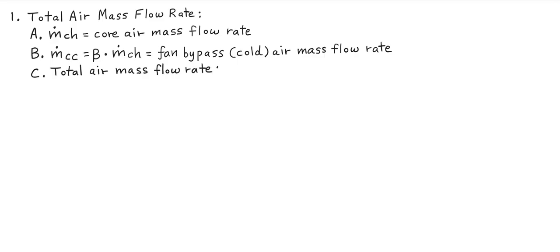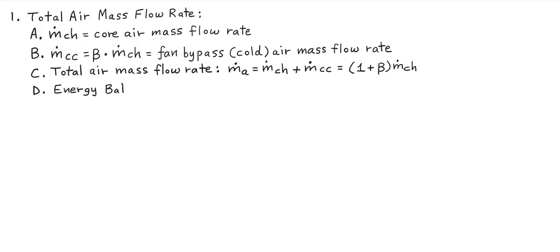Next, we have the total air mass flow rate, so that's m dot sub a, the sum of m dot sub ch plus m dot sub cc. So we can equal that to the quantity of 1 plus beta times the m dot sub ch.